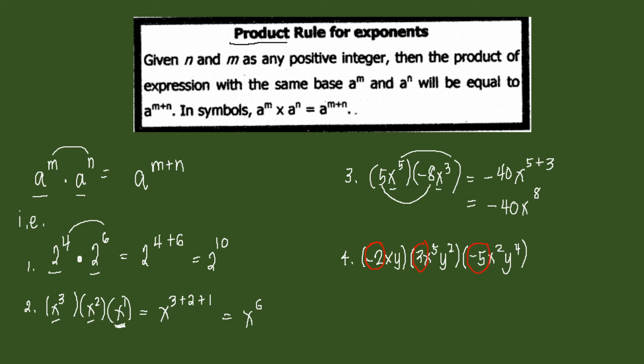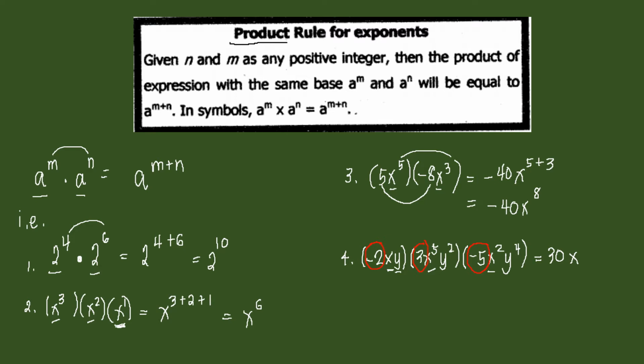So we will have negative 2 times 3 times negative 5. So that will give us positive 30. Okay, and then for all the expressions with exponent, kindly look at the bases. I have here two bases, x and y. So I will have to look for x's first. So x, x, and x. So I will copy that. And then add all the exponents of x.